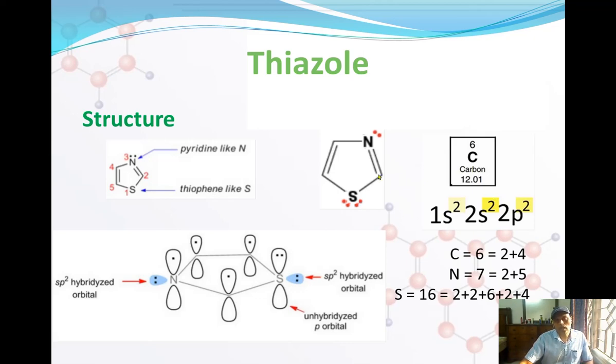The next atom to be considered is nitrogen. Nitrogen has 7 as atomic number, so that means it has got 7 electrons.